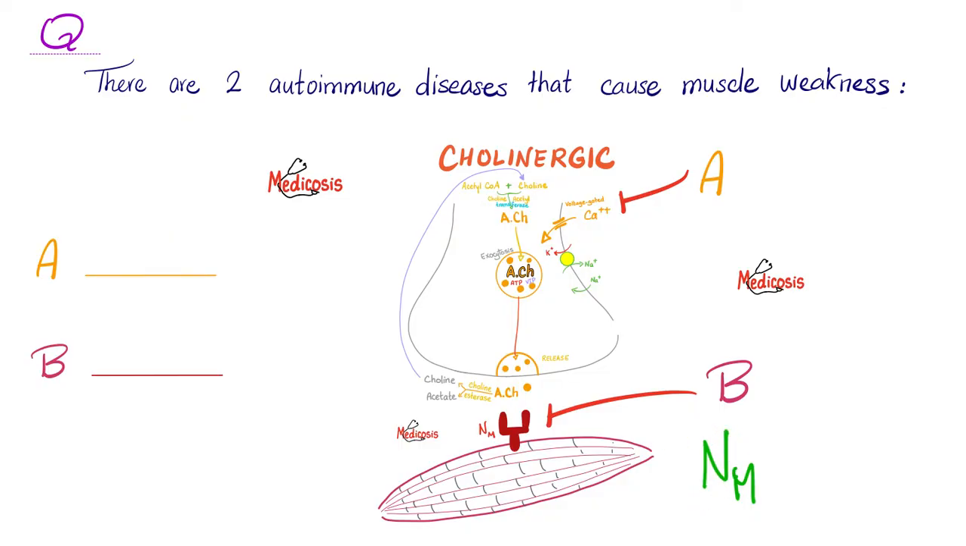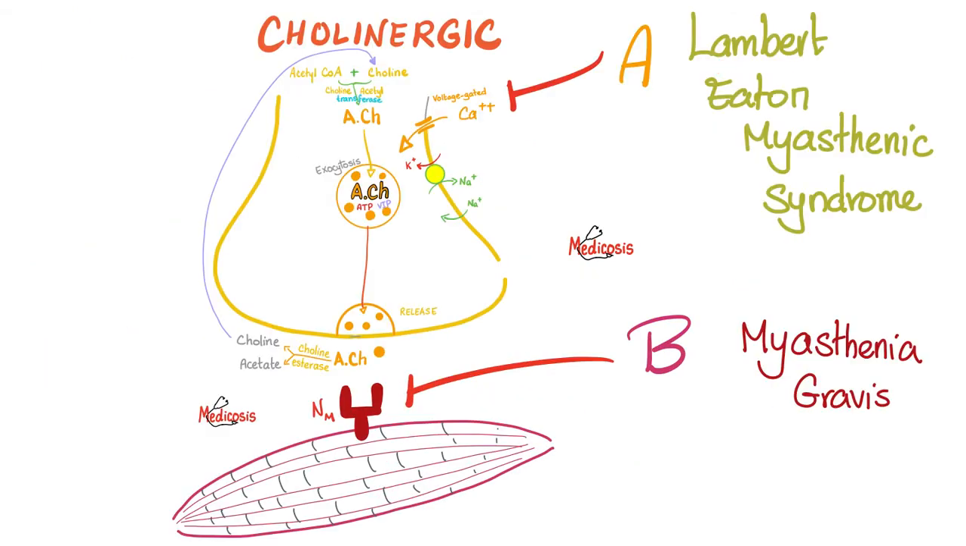Now please pause the video and try to answer these two questions. Which disease attacks the presynaptic voltage-gated calcium channels? And what's the name of the disease that attacks the postsynaptic nicotinic sub-M acetylcholine receptors? What are the answers? The first disease is Lambert-Eaton Myasthenic Syndrome, and the second disease is myasthenia gravis. Lambert-Eaton Myasthenic Syndrome attacks the presynaptic voltage-gated calcium channels, whereas myasthenia gravis attacks the postsynaptic acetylcholine receptors, which happen to be nicotinic sub-M.